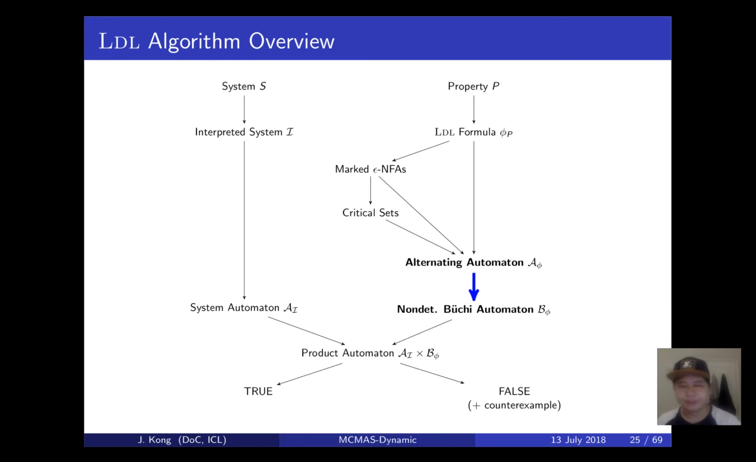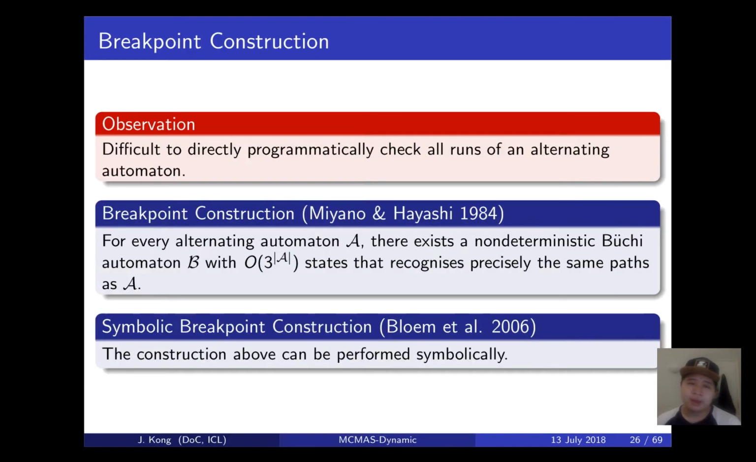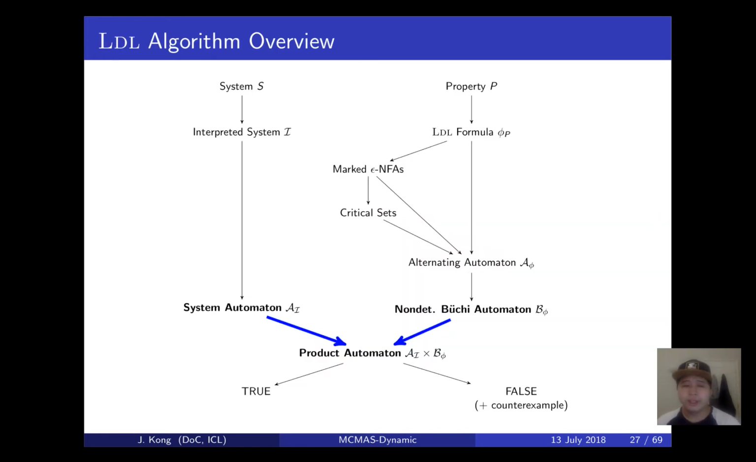So we now have a means of building an alternating automaton, and we now convert it into a form that's more suited for machine verification, that being converting it to a non-deterministic Büchi automaton. Thankfully, this is a fairly standard algorithm called the Breakpoint Construction, which converts an alternating automaton into an equivalent non-deterministic Büchi automaton that recognizes the same paths. So at this point, we build an automaton for the system, and that includes what our formula means, and then we run these automata in parallel.